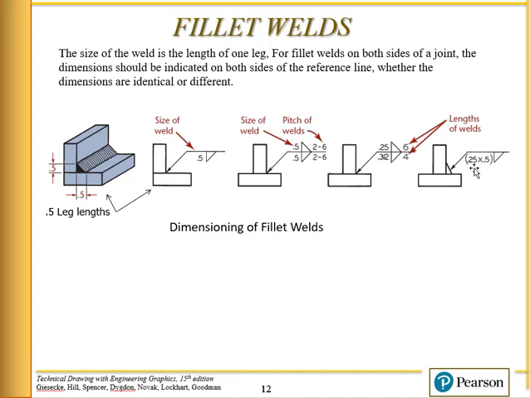This one over here, see how there are two numbers here, 0.25 by 0.5 in front of the fillet? That means that this is not a 45-degree fillet weld. It's fatter on the upper half leg than it is on the lower half leg. That's how you dimension a non-45-degree fillet.